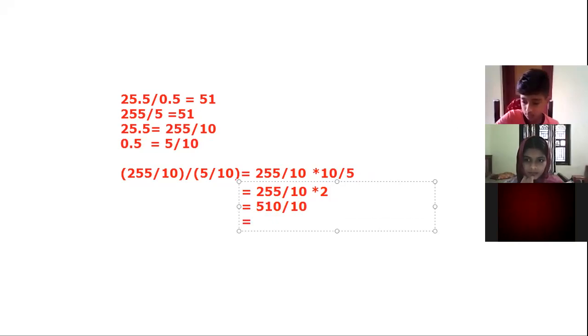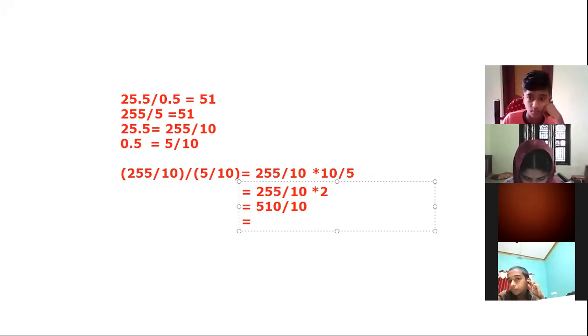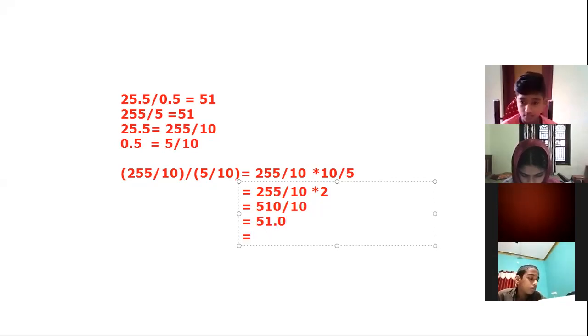How will you divide a number by 10? We have to put a decimal point. How will you put the decimal point here? How many zeros are there in 10? Only one 0. So we can write it as 51.0. 51.0 is equal to 51 itself.